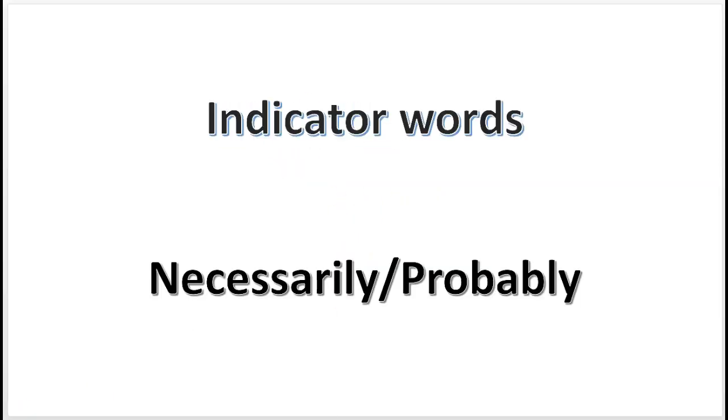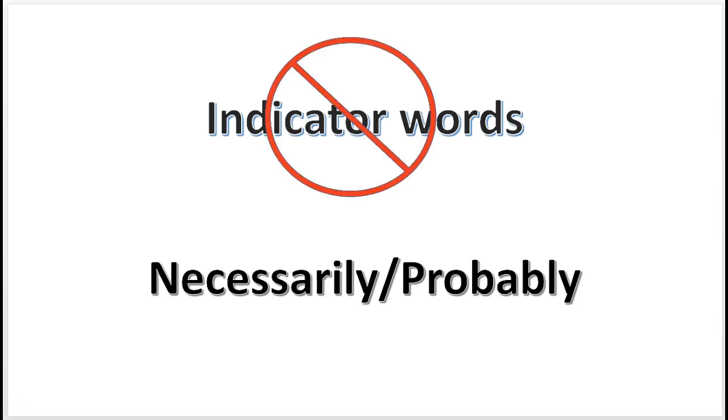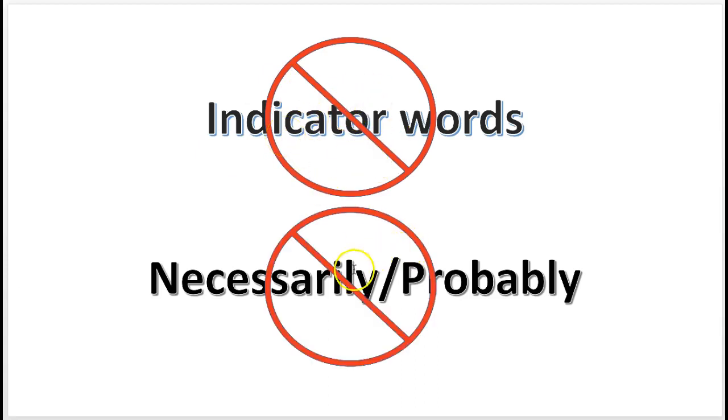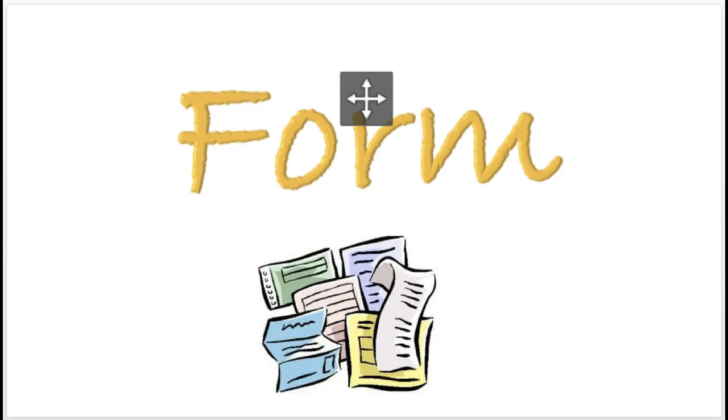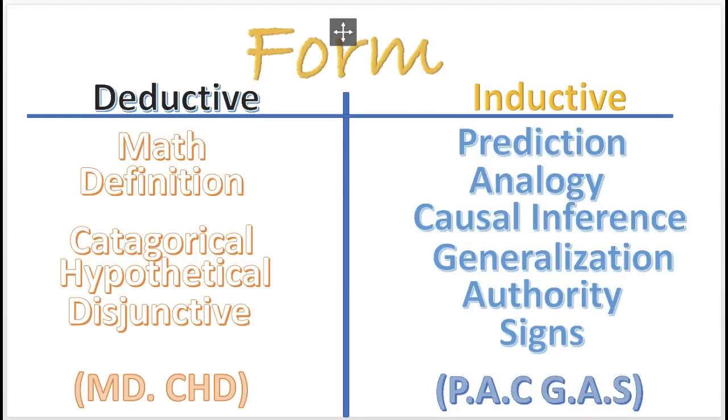Okay, very good on the practice problems. Now for the next step. Some arguments contain neither inductive nor deductive indicator words, or the conclusion does not follow necessarily or probably. So how do you tell if it's a deductive or inductive argument when this is the case? Well, you can tell from the form of the argument, or what style of argument, or what type of argument it is. And here are some different forms of arguments.